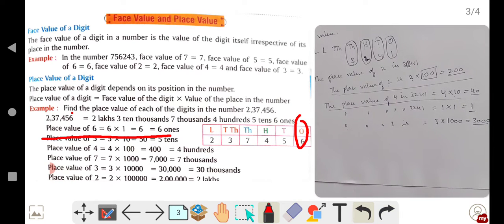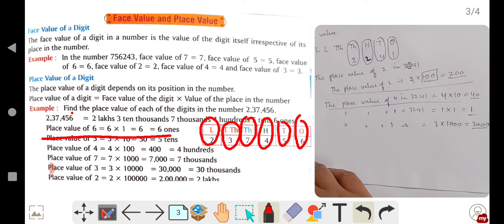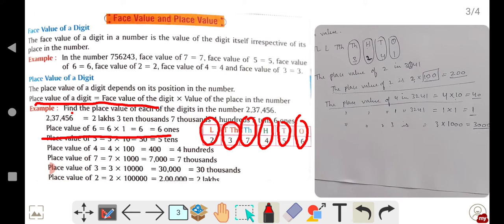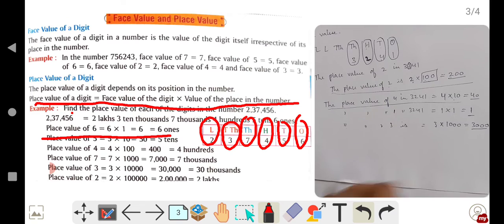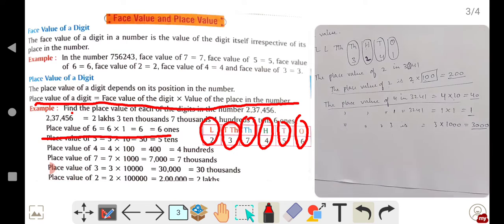So 6 is in ones place, 5 is in tens place, 4 is in hundreds, 7 is in thousands, 3 is in 10,000s and 2 is in lakhs place. By writing this, we easily identify which number is in which place. And then later we can multiply the face value by the value of the place. So place value of a digit is face value of the digit into value of the place in the number. That is, you are multiplying the number by the place in which it stands.